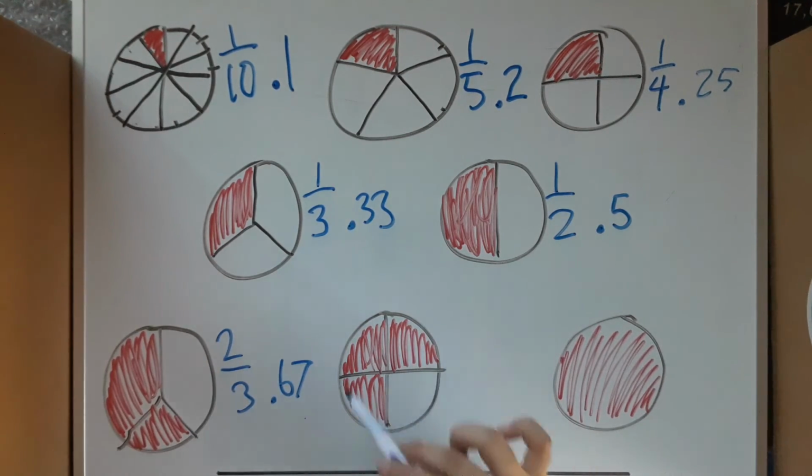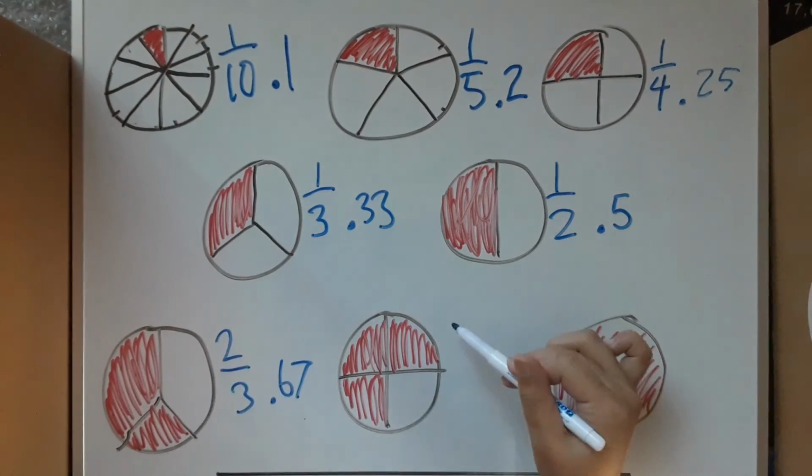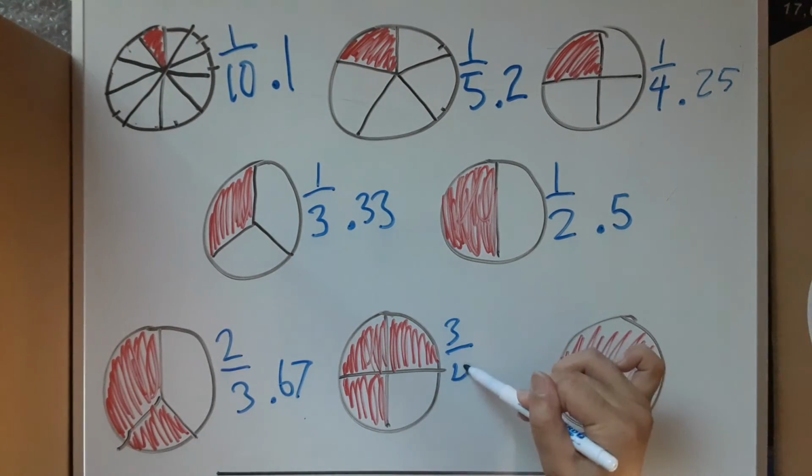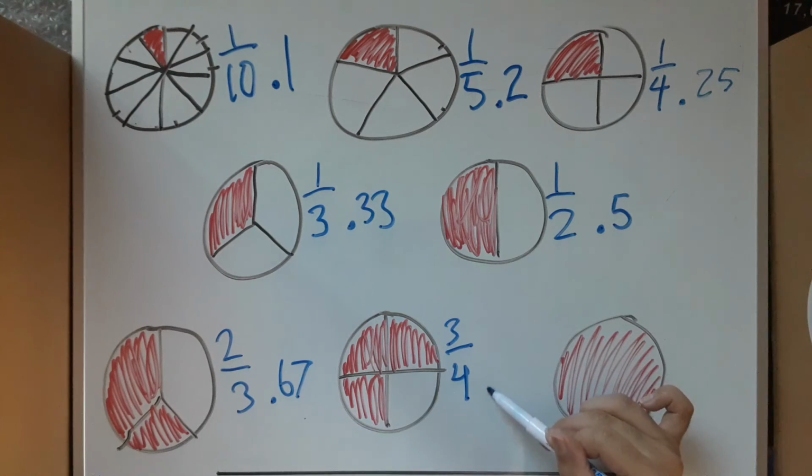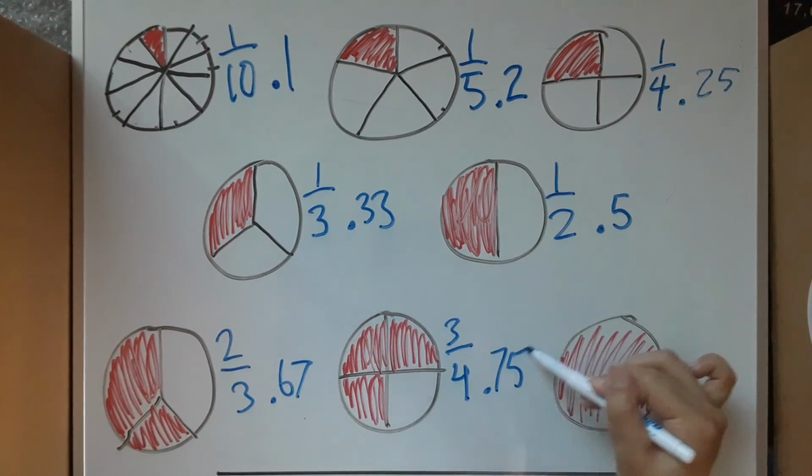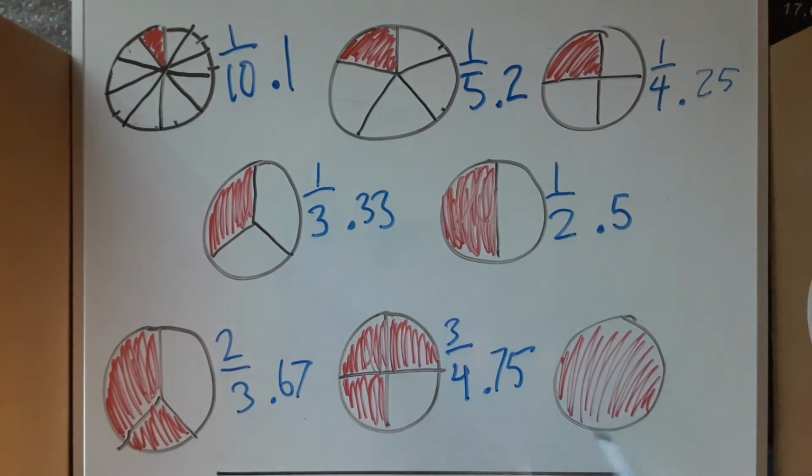3 pieces out of the 4 are filled in, so that's 3 out of 4, or 75 hundredths. And this is 1, or 1.0.